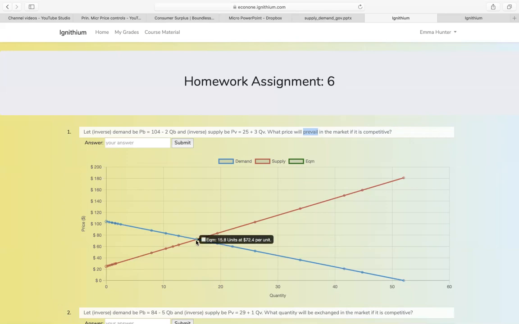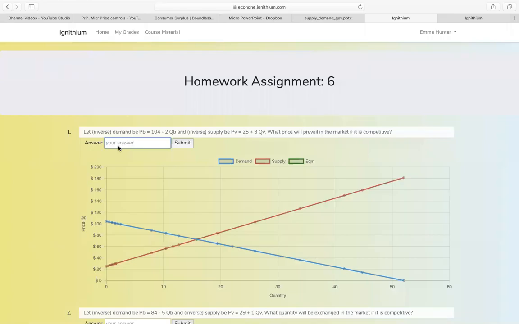And you can see when I hover over the equilibrium point, I get the XY value. The X value is coming from the horizontal axis, and that's the quantity, the equilibrium quantity. In this case, it's 15.8 units. And then the second number is the Y value, which is $72.40 per unit, which would be the value on the Y-axis. So that's question number 1 for you.